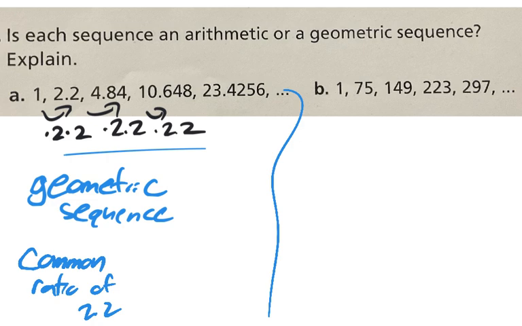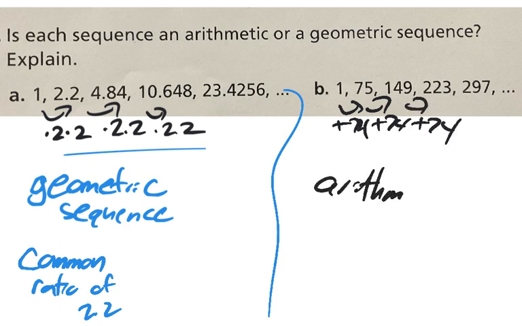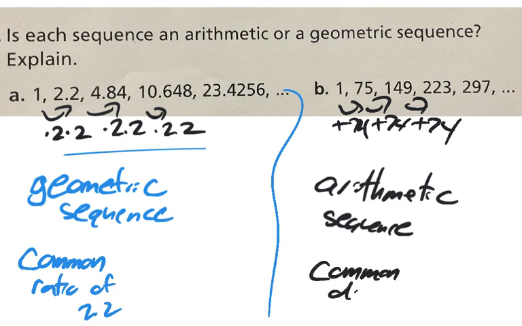What about B? Anybody, I guess. We're just having a free-for-all. I'm adding 74, which is what kind of sequence? An arithmetic. Listen how smart you all sound. An arithmetic sequence. And because it's an arithmetic sequence, we have a common difference of 74.